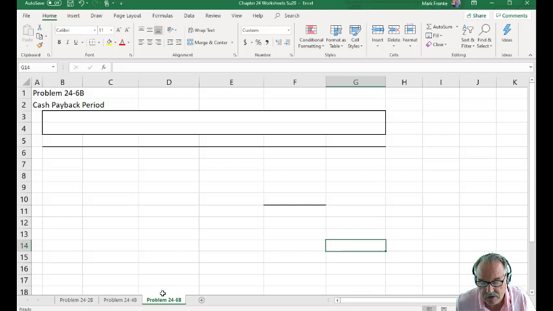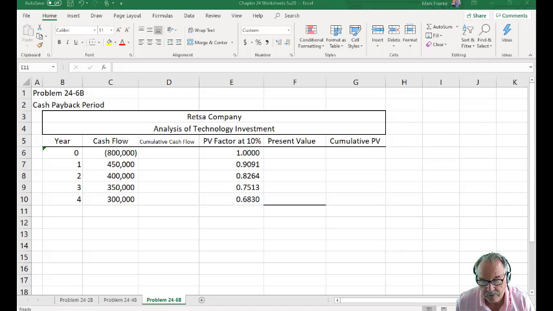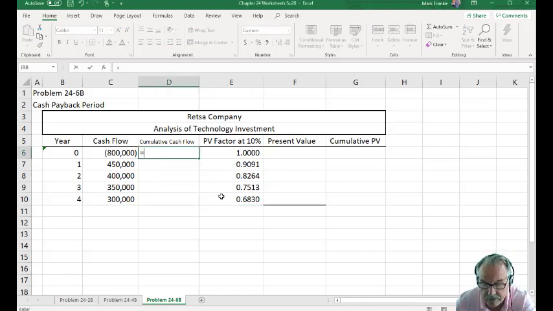Okay, so I've put in the cash flows that they've given us in the book, and then I've also put in the present value factor at 10%. This is just individually because I've done these cash flows for each year separately because the cash flows are not the same every year. So we've got to do this now each year separately. So the cumulative cash flow is just a running total. So the first year we have to spend $800,000, and then we get $450,000 back in the second year.